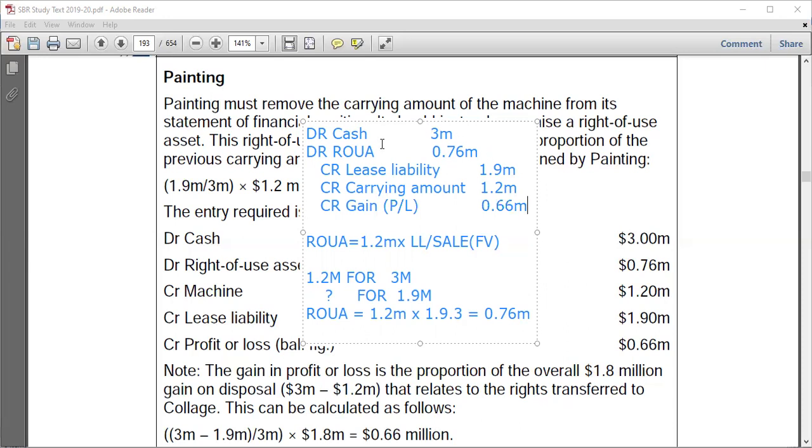Just know how to obtain this right of use asset. You can ask yourself this way. Initially, when something was in my possession, it had this value, but I sold it for 3 million. Right now, someone has sold it to me and requires me to pay 1.9 million. So what is the worth? The first point here shows the worth.